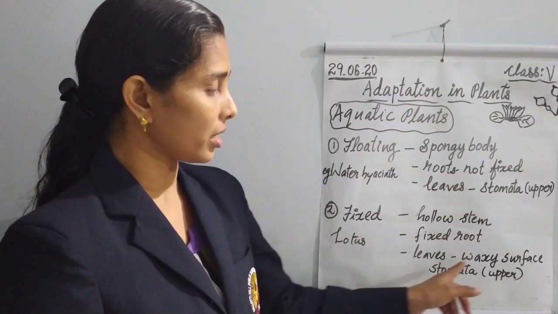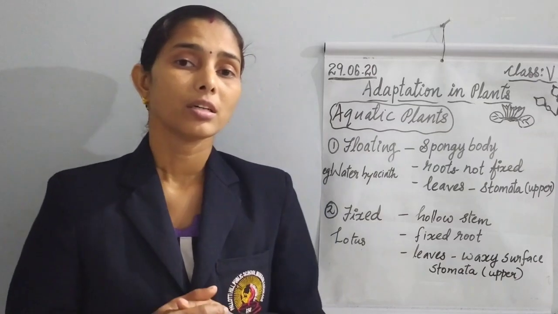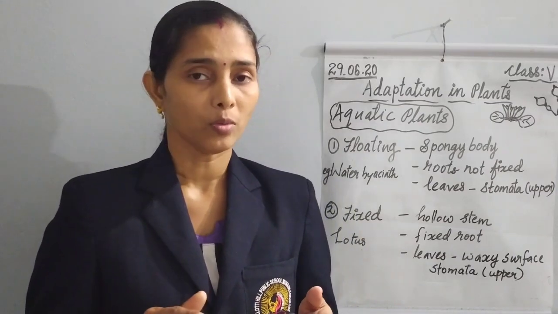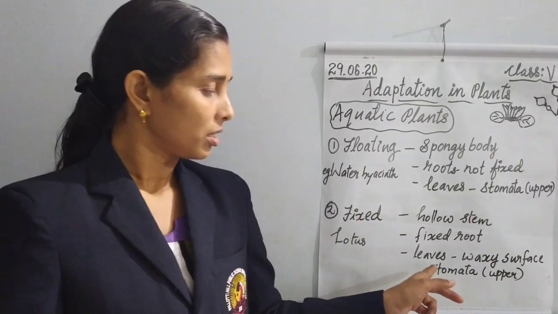Then did you notice that their leaves will be waxy? The leaves will have a waxy surface. Why is it waxy? What is meant by waxy surface? Oily surface. You know, in colocasia, you can see it's a waxy surface. We cannot put water on the colocasia leaf. Like that, these lotus and water lily leaves also have a waxy surface.